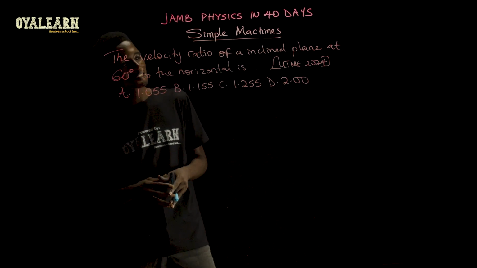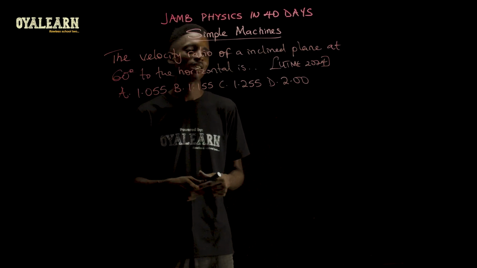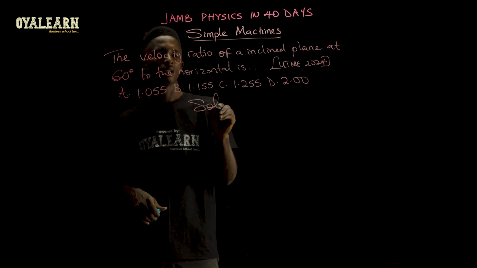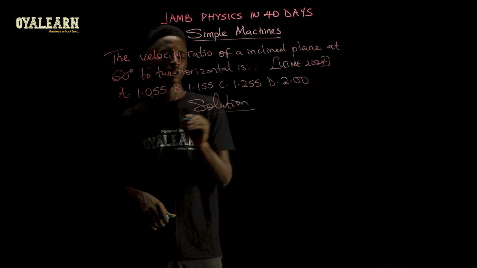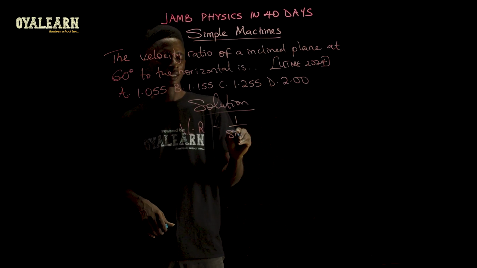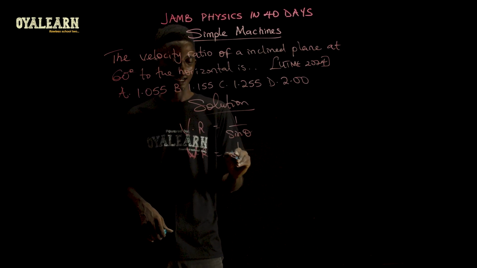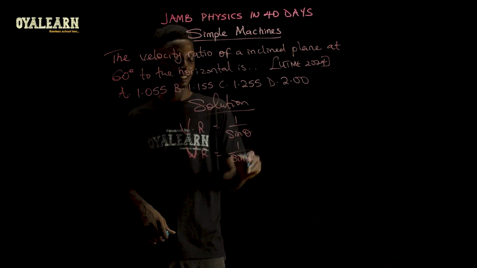The velocity ratio of an inclined plane at 60 degrees to the horizontal is, now to solve this, velocity ratio of inclined plane is 1 over sine theta. So therefore velocity ratio VR equals 1 over sine 60 degrees.